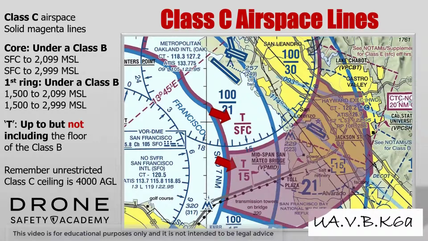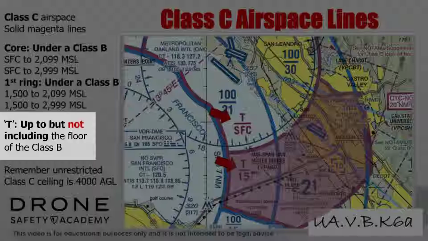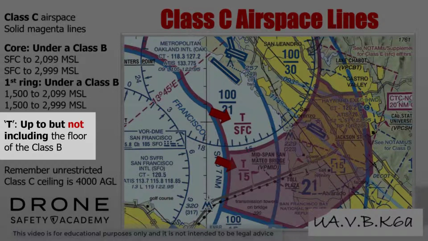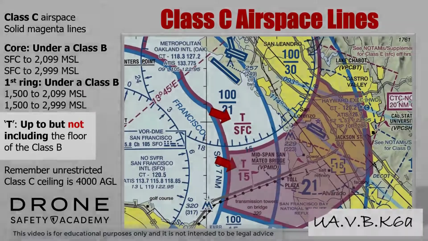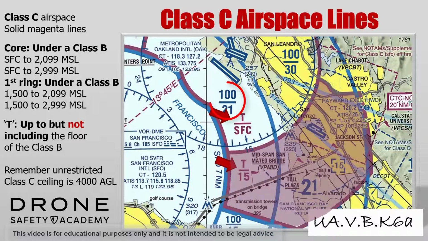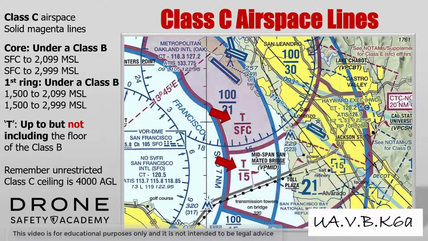As you can see with the red arrows, it says T over surface and T over 1.5. T means up to but not including the floor of the overlying Class B airspace. In this case, the floor of the Class B airspace is 2,100 feet MSL.